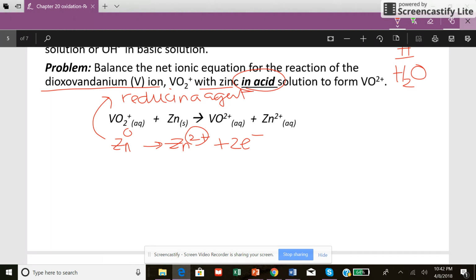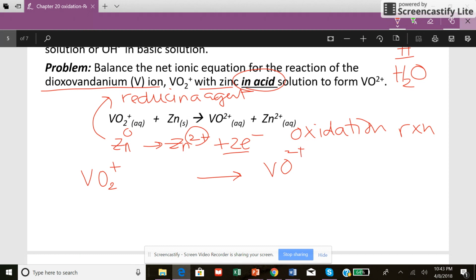And then in this reaction, because the electron is on the product side, this is the oxidation reaction. Okay. Now let's take a look at vanadium, VO2 positive, and then it becomes VO2 positive. Vanadium is balanced, oxygen is not. There's 2 on this side, there's 1 on this side. As I told you, the source of oxygen in acid solution is water. So you need 1 oxygen on this side, you add 1 water.